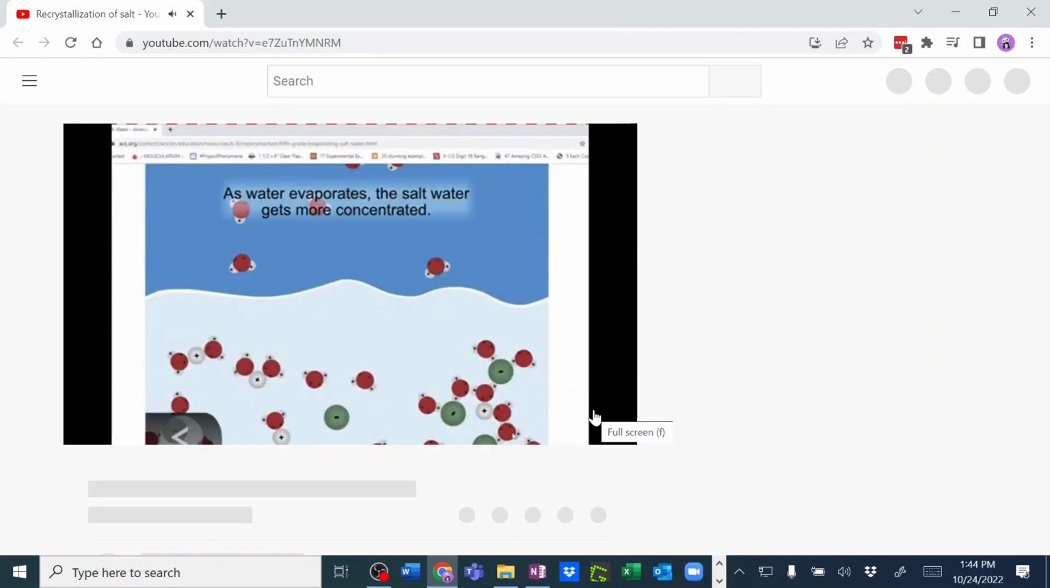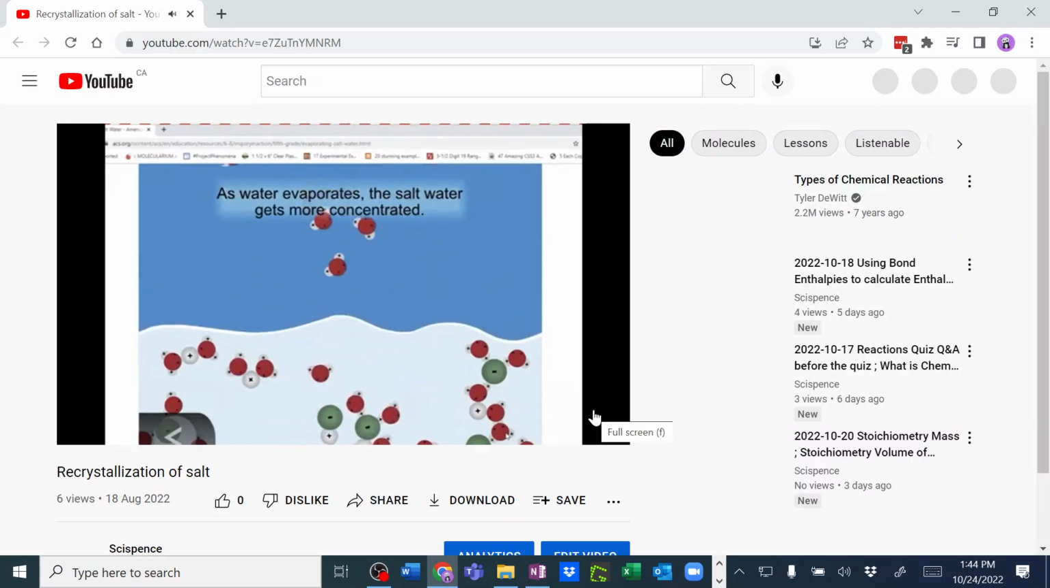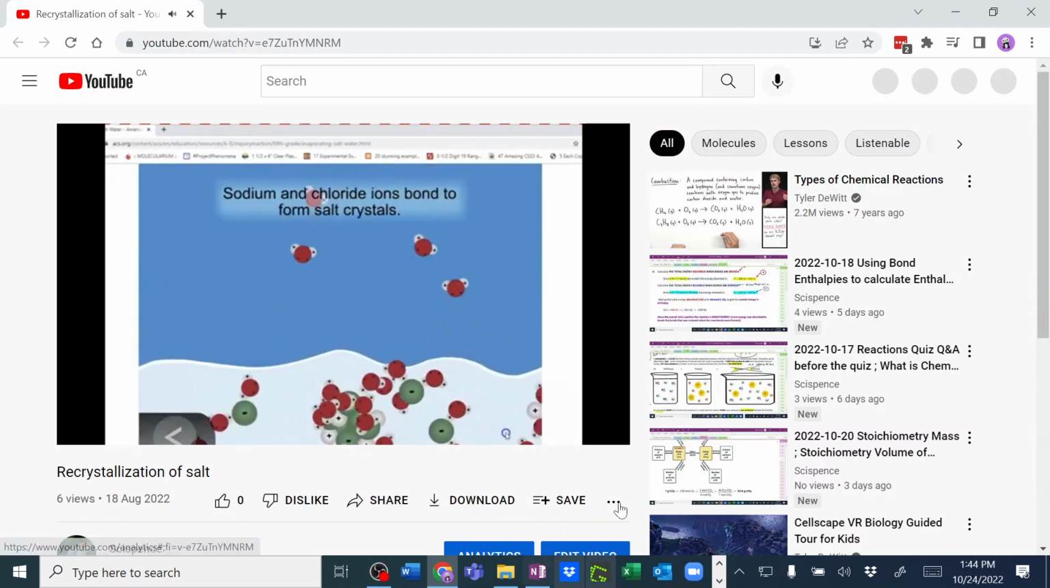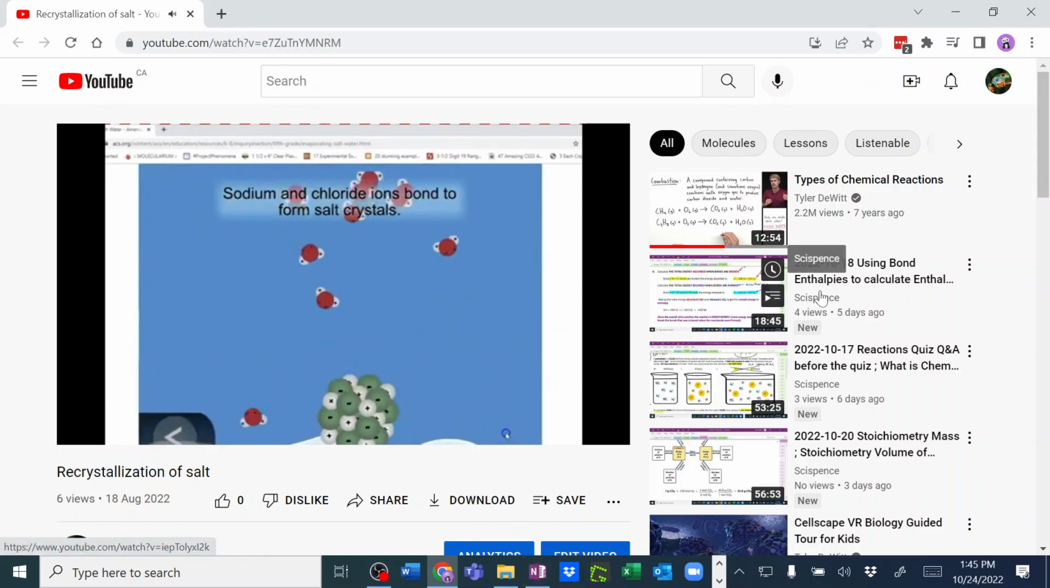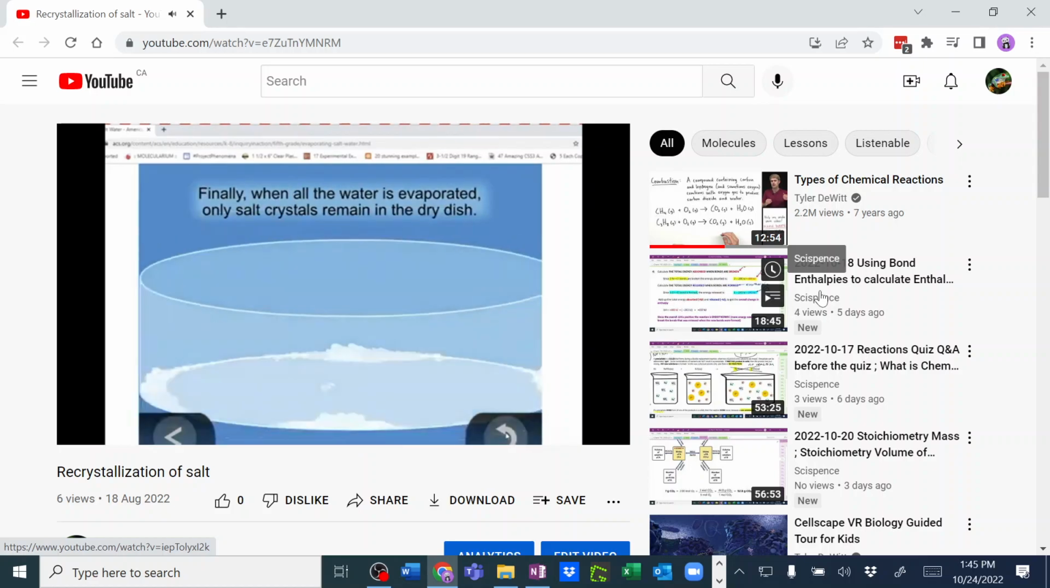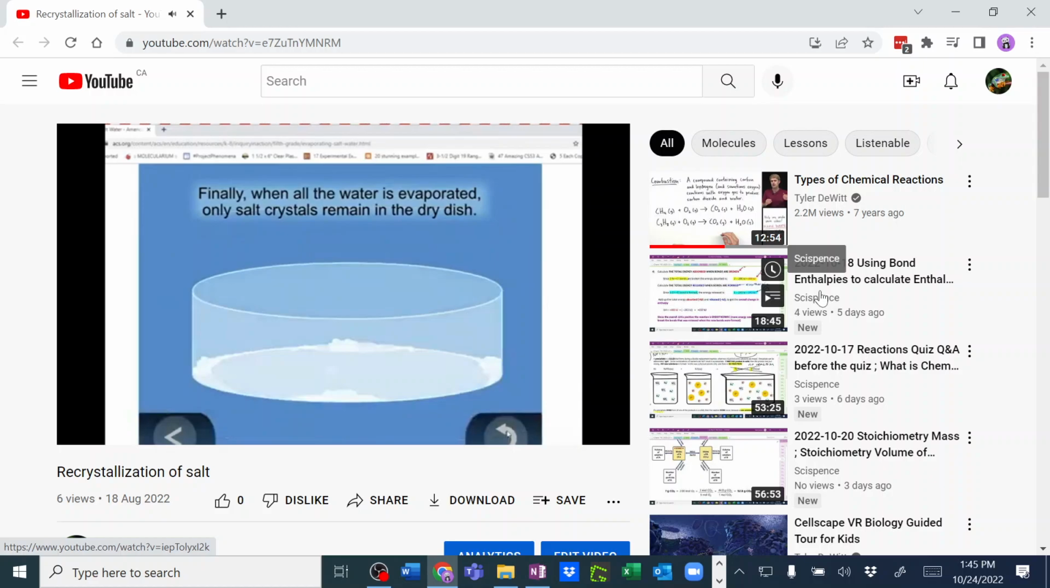So here's the dish of water. And if we look very closely, the water molecules are evaporating. And as they evaporate, the concentration of the sodium and chloride ions increases, and the charges bring them closer together, and the attractions hold them together, and they recrystallize as salt. And that's why students see those tiny salt crystals in their dish after the evaporation takes place.